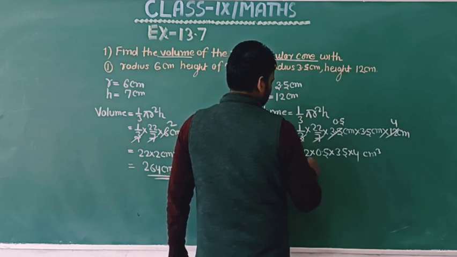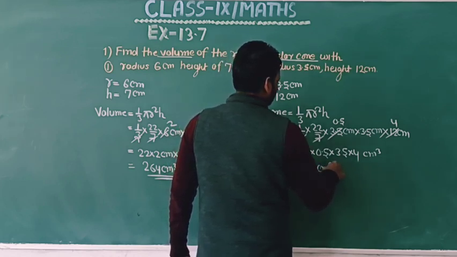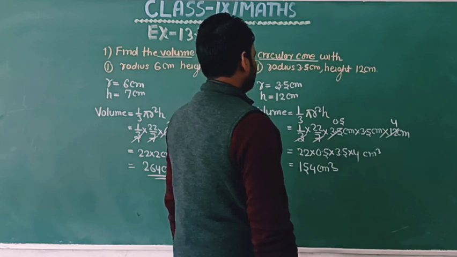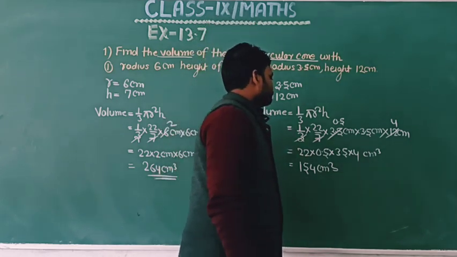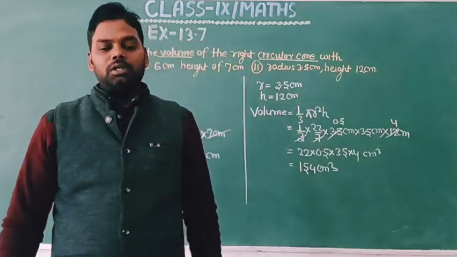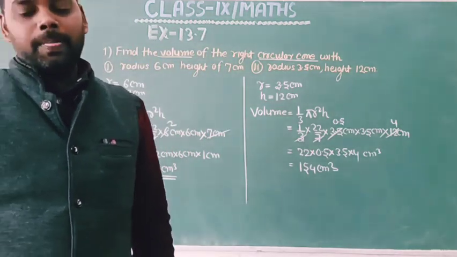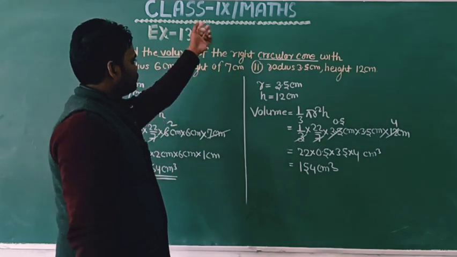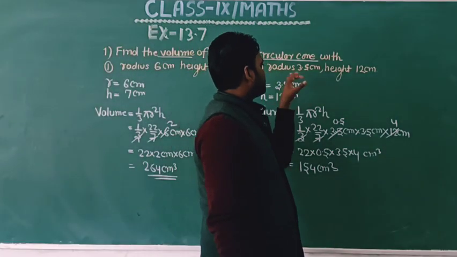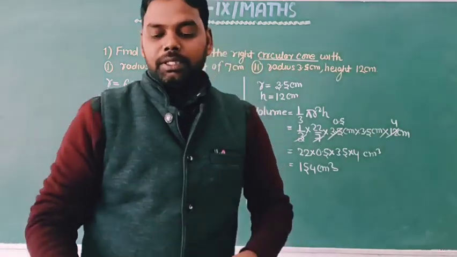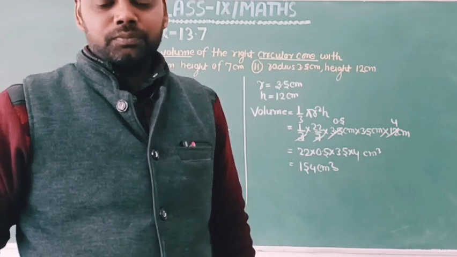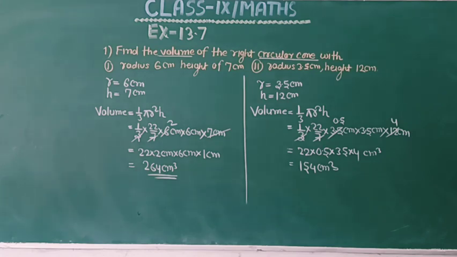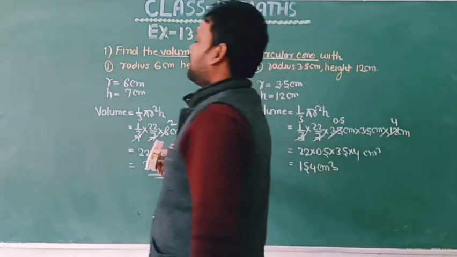154 centimeter cube. So this is the required volume of the circular cone whose radius is 3.5 centimeter and height is 12 centimeter. Now move to the second question of the same exercise.